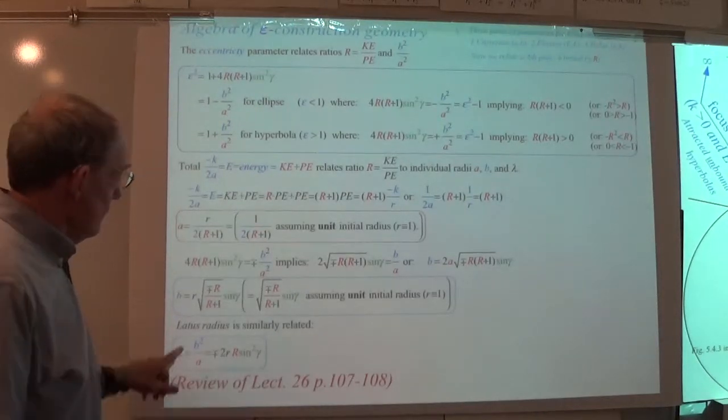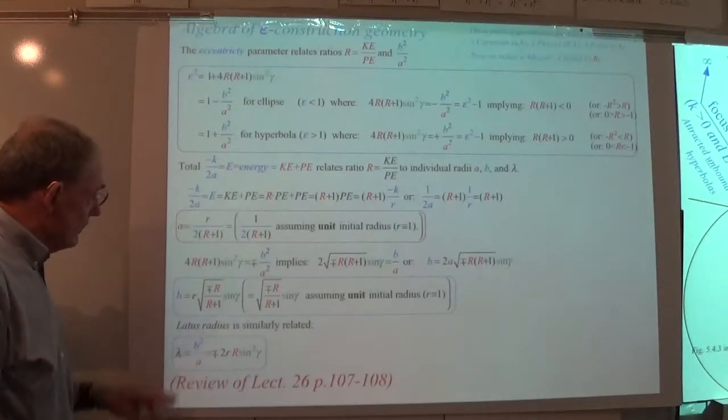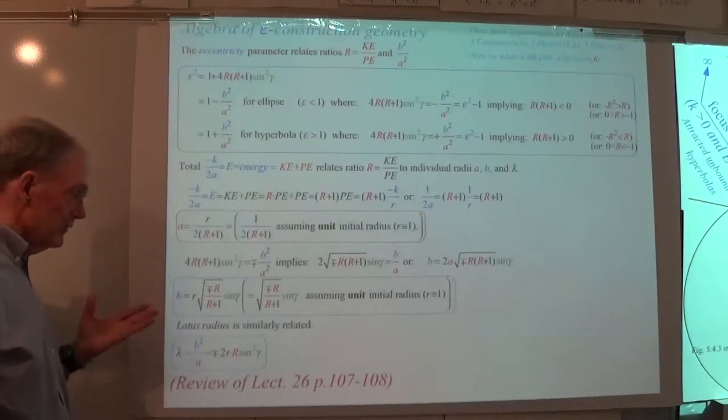In any case, the latus radius is kind of a neat relationship here. But so is the minor radius. It has a nice form to it.